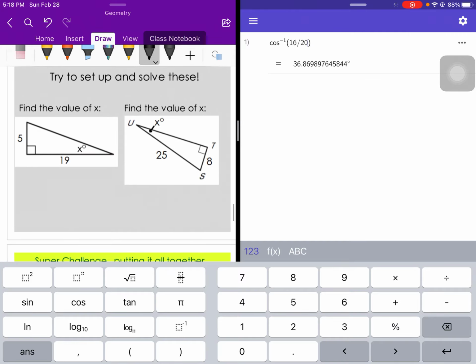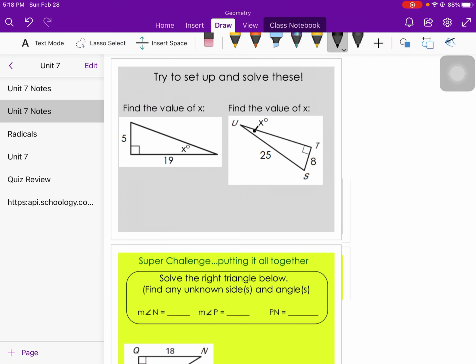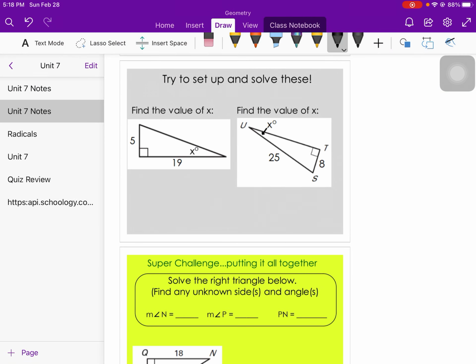Okay, I'm going to try one more here. So let's do this one on the left. Look at the angle. Notice we have the side across from it, which would make this the opposite, and then we have the side next to it, which would be adjacent. So if we're doing opposite and adjacent, we have to use tangent. So tangent of x equals the opposite side of 5 over the adjacent side of 19.